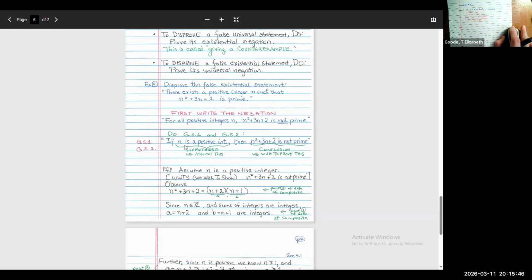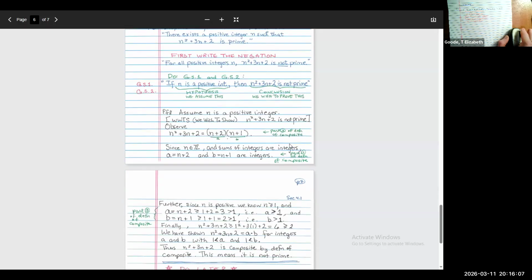And now we know what we're going to assume. We're going to assume n is a positive integer. That's all we're going to need. And then we're going to show that n squared plus 3n plus 2 isn't prime. We're actually going to show that it's composite, that we can factor it into two integer factors, both of which are bigger than 1.